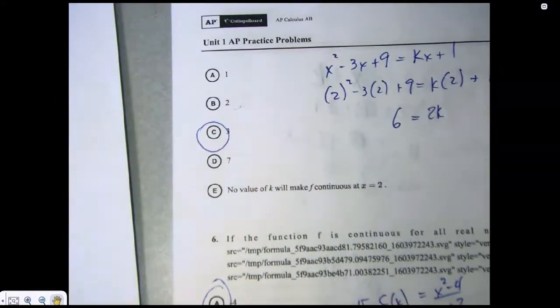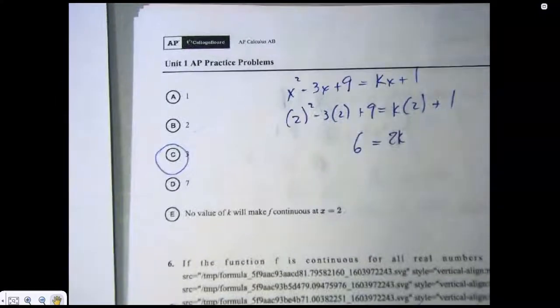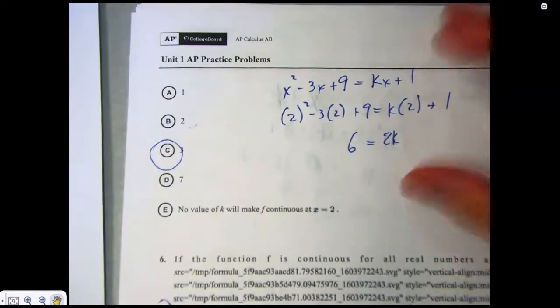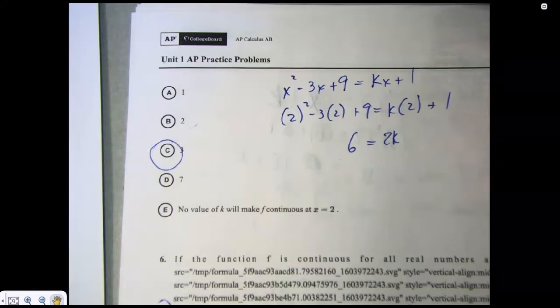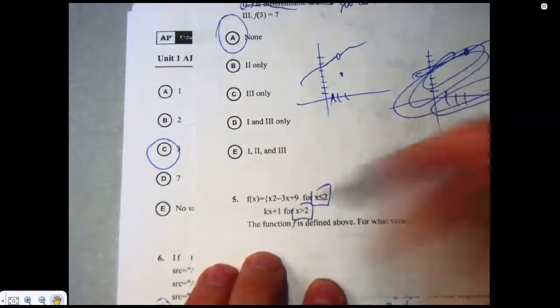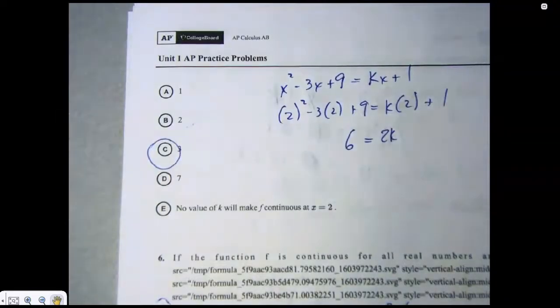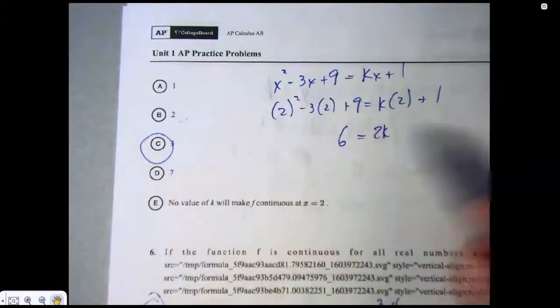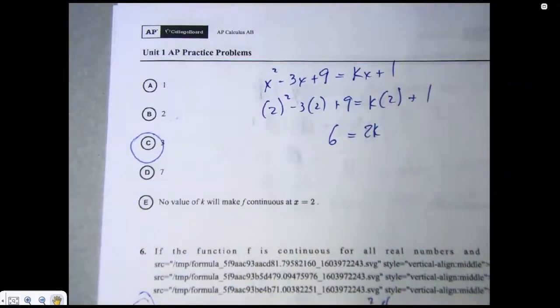Number 5. So they wanted to know when it was continuous. Well, if it's continuous, the two roads have to meet. So I set them equal to each other: x squared minus 3x plus 9, and then kx plus 1. And then I know x is 2, and I'm getting that because 2 is where the roads potentially come together. That's the x value that we're interested in. So I plug in 2 for x, and then I solve for k.